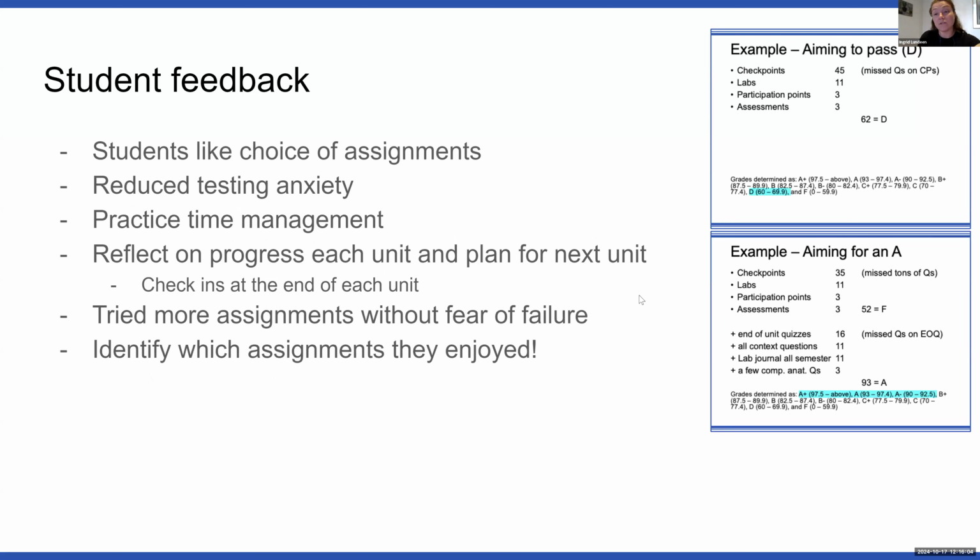I highlighted all the different ways that you could get an A in this class. You didn't have to do all of the assignments. You could just choose the ones that you like. If you're really good at testing, great. You can do really well on those quizzes. And then you can pick and choose which supplementary assignments you want to do besides that. So my students liked the choice of assignments a lot. And I think it also reduced the anxiety that they felt surrounding grading, and allowed them to practice their time management a little bit more.